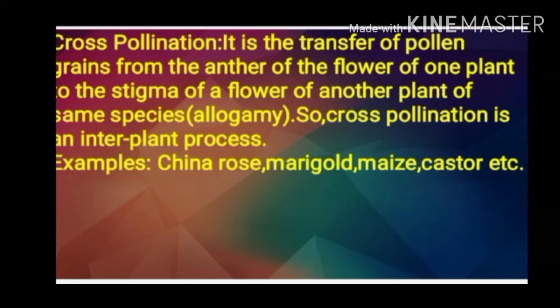Next type of pollination is called as cross-pollination. It is the transfer of pollen grains from the anther of the flower of one plant to the stigma of the flower of another plant of same species, and this is called as allogamy. So cross-pollination is an interplant process. Examples where we can see cross-pollination: China rose, marigold, maize, castor, etc.